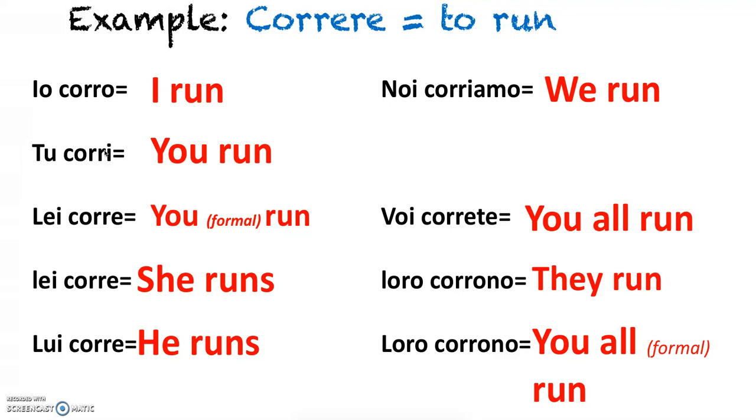Okay, now let's just examine this again. O, I, and iamo are exactly the same in all three types of verbs: ARE, ERE, and IRE. The only difference would come up in the lei lui form, the voi form, and the loro form. And again, when it's an IRE verb, this E right here turns to an I. So let's look at new verbs so we can use them to practice.